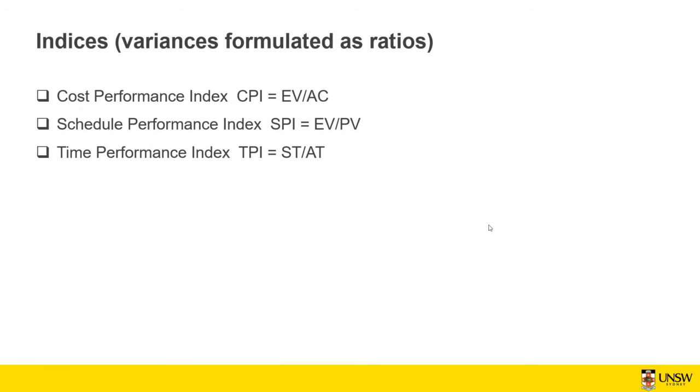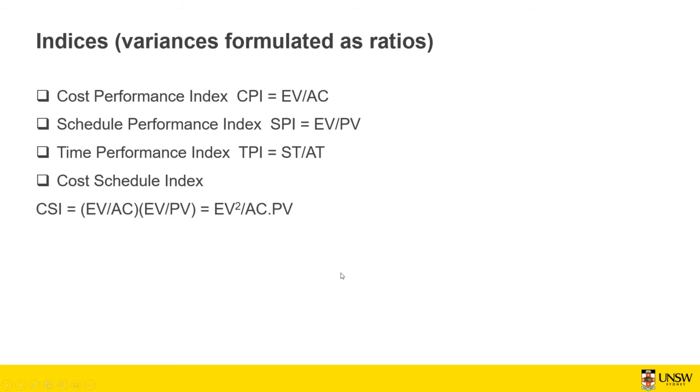You also have a time performance index, which is the scheduled time divided by the time now. So again, the same thing. You want your scheduled time ahead of the time that you're at now in order to make sure that you are right on track. You also have the cost schedule index, which is the combination of the cost performance index and the schedule performance index. As you can see, these two are multiplied by each other, and this is going to be the cost schedule index.